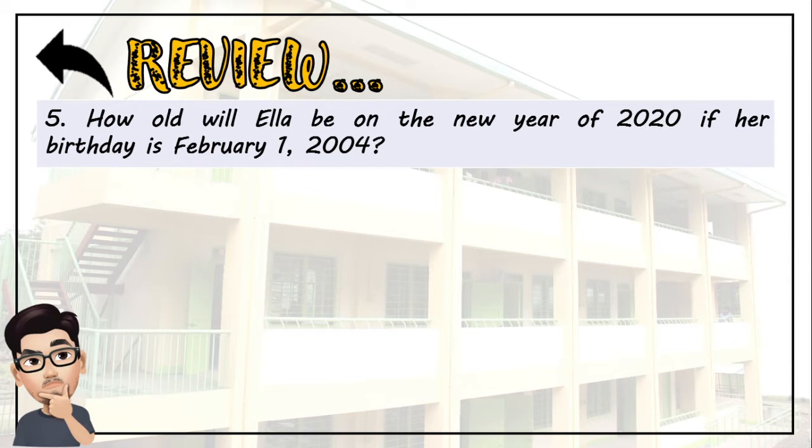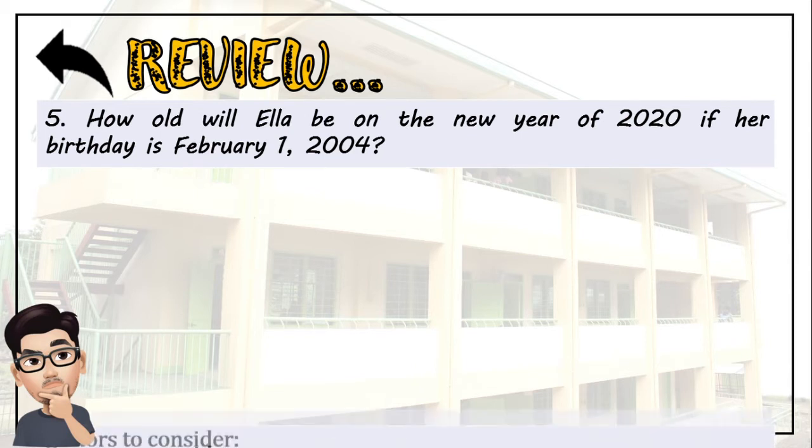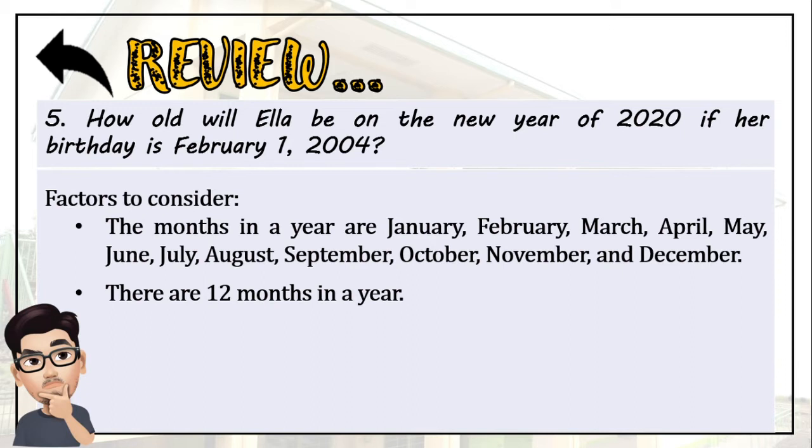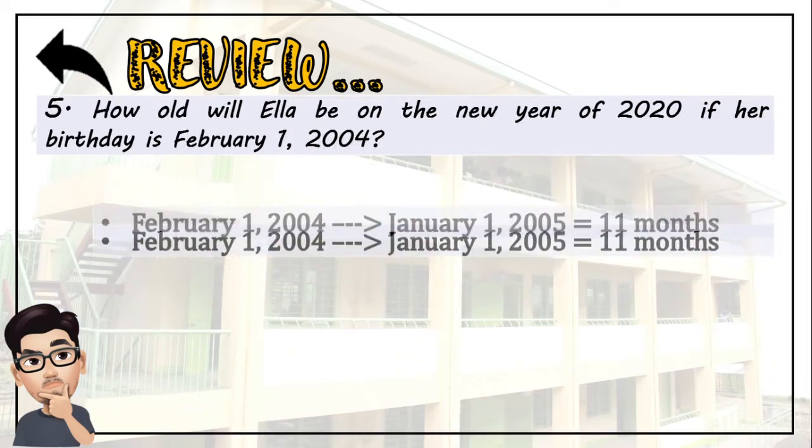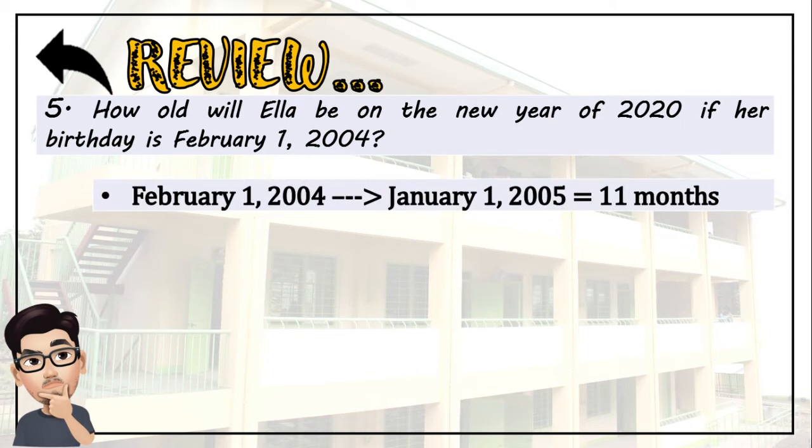How old will Ella be on the new year of 2020 if her birthday is February 1, 2004? Before proceeding with our solution, we need to know that there are 12 months in a year: January, February, March, April, May, June, July, August, September, October, November, and December. All of this, there are 12 months in a year. Now, we will count manually. From February 1, 2004 up to the new year of 2005, so that's January 1, we know that New Year is always celebrated on January 1.